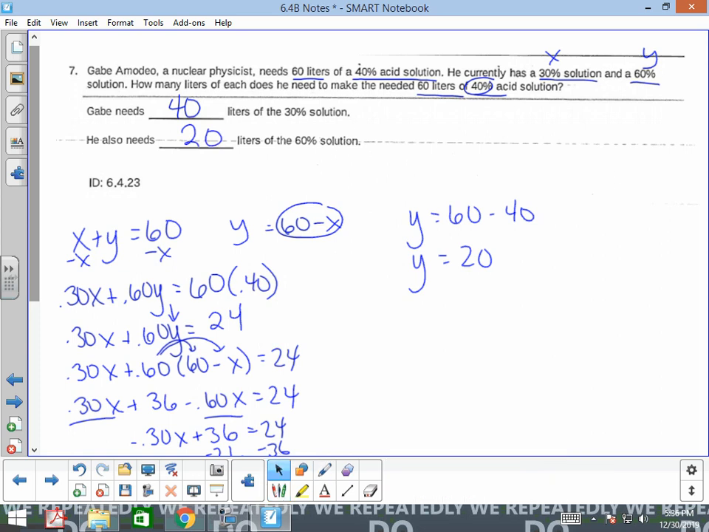Okay, so those are your word problems for 6.4b. You're now ready to do your homework.